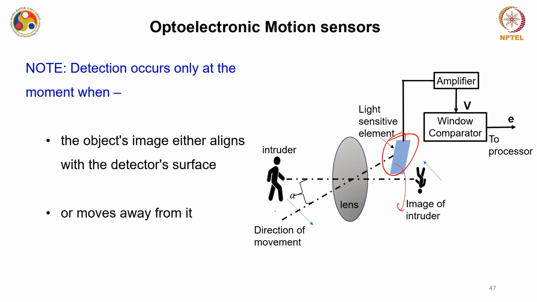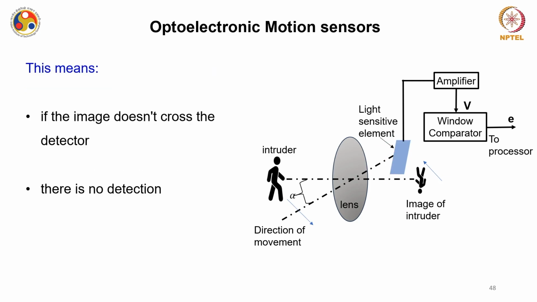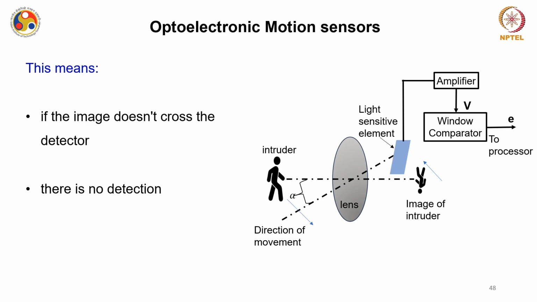Either he is at a stationary position when the object image is aligned with this, or it is in motion. In these two cases only the intruder can be detected, and that is the demerit of this optoelectronic motion sensor, and we will see some techniques on how we can overcome these situations. So if the image does not cross the detector, there is no detection.